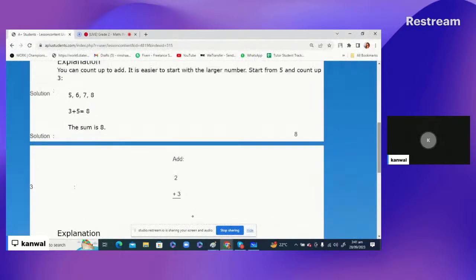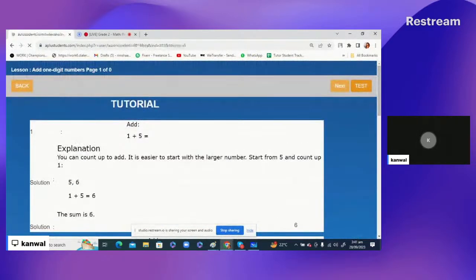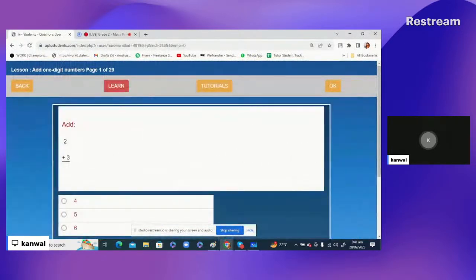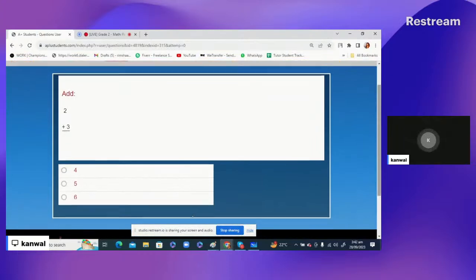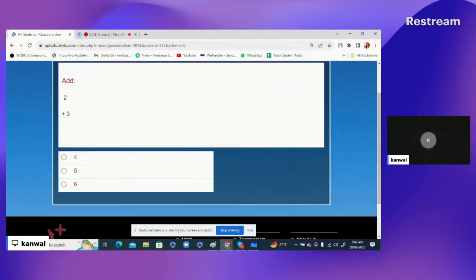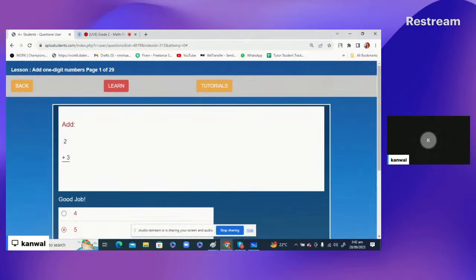Let's do a test question. Okay, so 2 plus 3. This is the same as the previous one we already did. So what's the answer for 2 plus 3? If you want to count it on your fingers, that's all right. So 2 and then count 3. 3 plus 2 is 5. So where is the option? That is option 5.